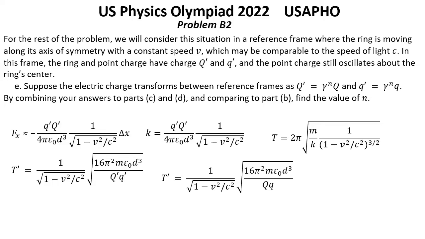If we have that Q big prime multiplied by Q small prime equals Q big multiplied by Q small, this is true when power n equals 0. So it means that electric charge is a Lorentz invariant. That was the solution for question E, and here we finished the discussion for problem B2.